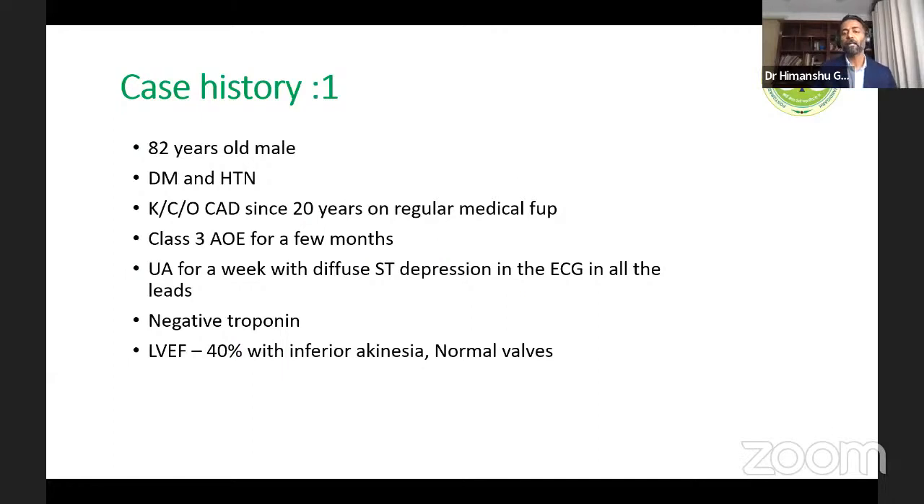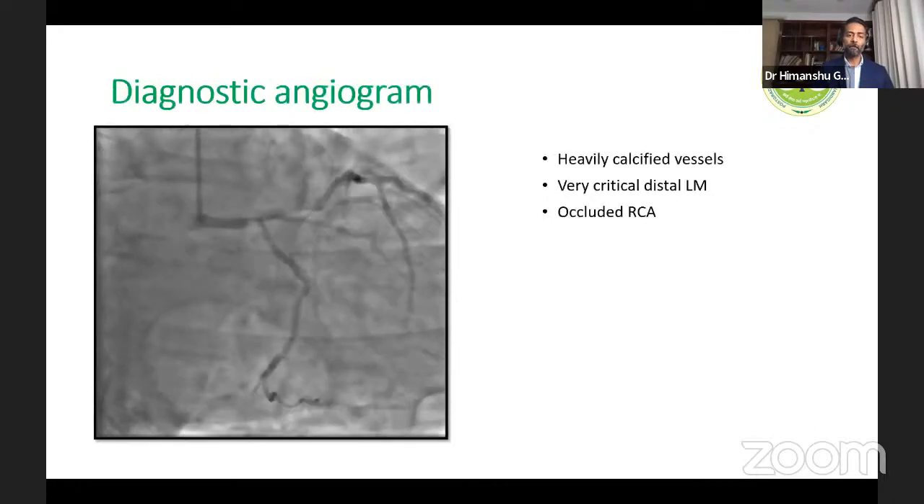So I'll just quickly go to two cases, which are very complementary and which will take us to our algorithm of using imaging. The first is an 82-year-old male with the usual risk factors of CAD, presenting with class 3 angina with an ejection fraction of 40% about 2 years back. So this was his angiogram.